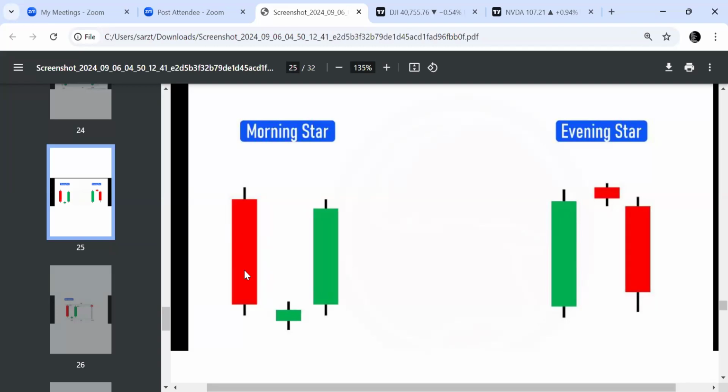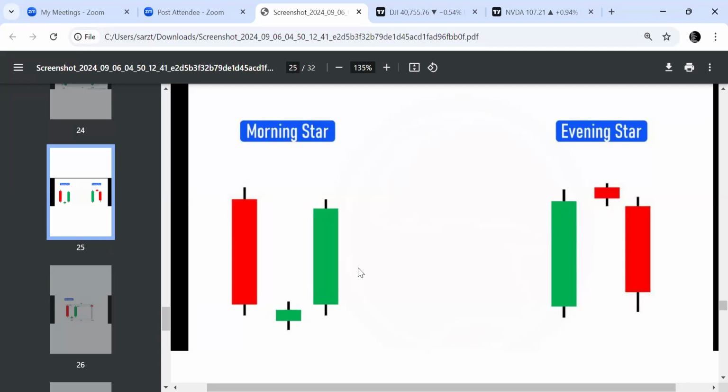After the first red candle, the second candle shows indecision in the market. This candle can either be a spinning top or a doji, which are neutral candlesticks. This candle represents a pause in the price movement, indicating that the downtrend momentum has weakened and the market is uncertain about the next move. At this point, the price seems puzzled as neither the bears nor the bulls are fully in control.